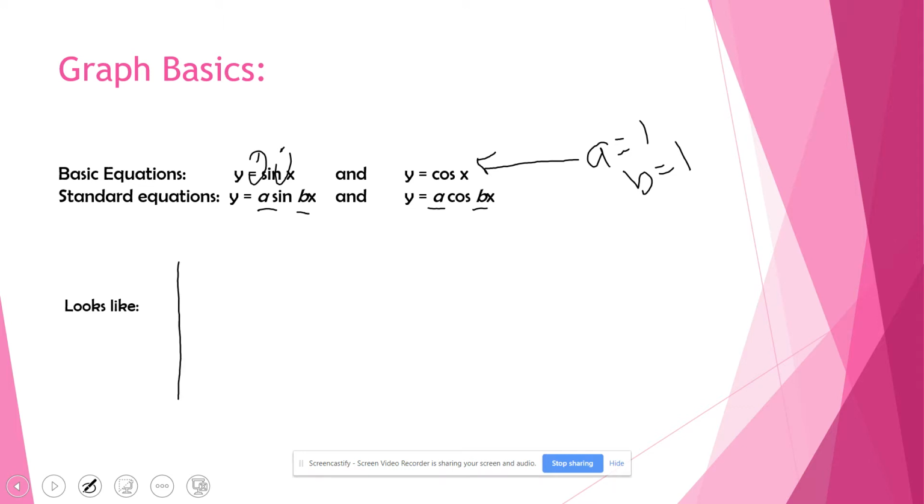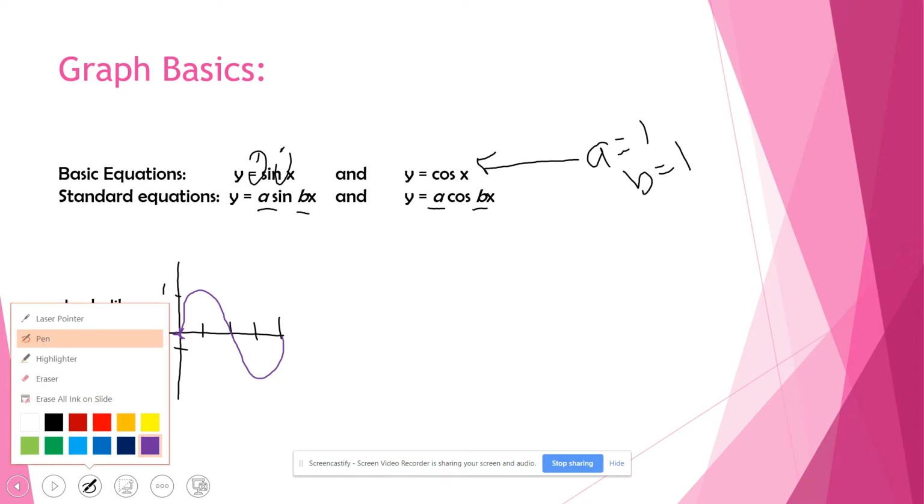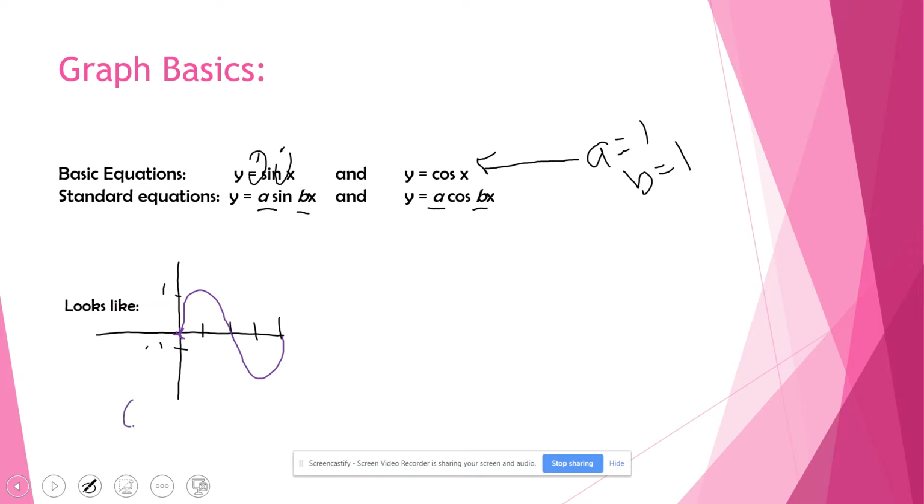Sine functions, we're just going to do a basic graph. So sine functions start at the origin, 0, 0, and then they make an S, a sideways S. And this is sine.